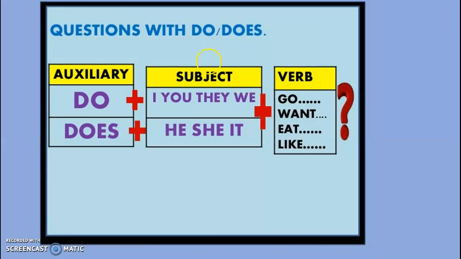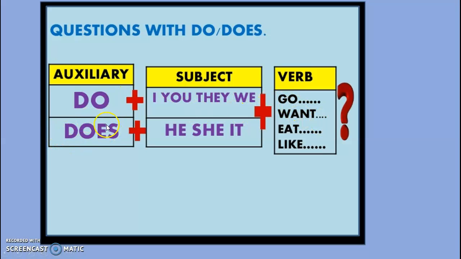Now, the structure that we use for do and does is the following. Do and does are auxiliaries. So, in interrogative form, they are placed at the beginning of the sentence, like this. First, we write the auxiliary, which can be do, plus I, you, we, or they, plus the verb. Let's see one example. Do you go plus the complement? Do you go to the park, or do you want an ice cream?